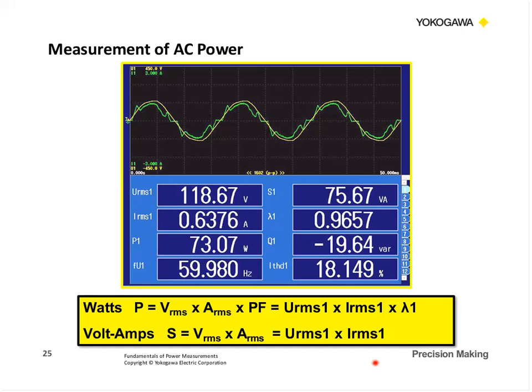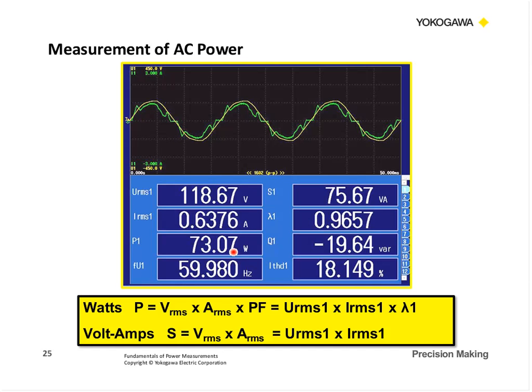Here's an example. We got a waveform. We got a sine wave voltage, and we kind of have a chopped up current waveform. Okay, measured the RMS voltage at 118.67 and the current at 0.6376 on this, okay? So if we multiply those two together, I'm going to get the VA, which is a symbol S, like Sam, okay? So multiply those together, we get 75.67 VA. Now if we take that VA, multiply it by what we measured as the power factor, 0.9657, okay, we get our true watts at 73.07.